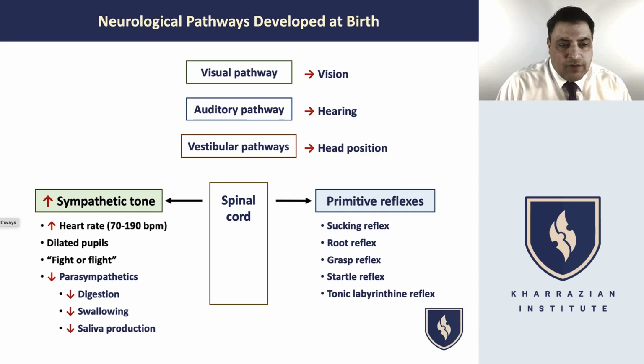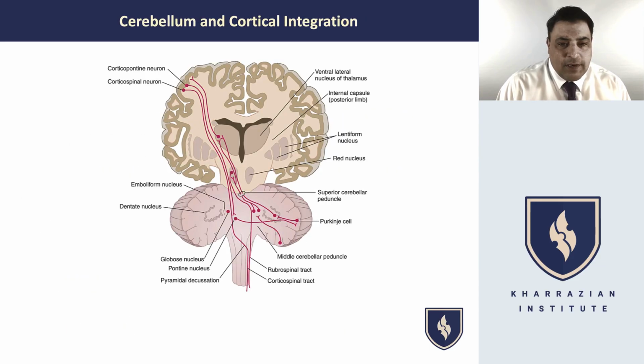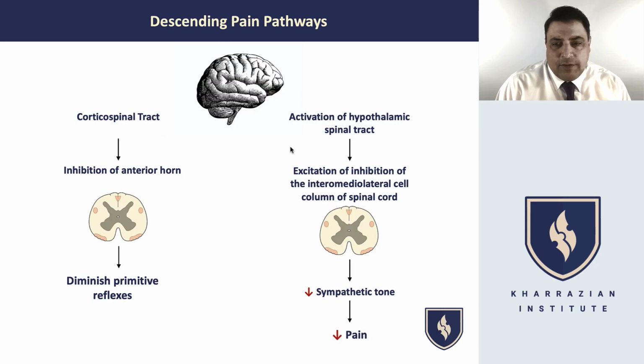The other key feature that takes place when the brain and the cortex start to activate and respond, there are pathways in the hypothalamic regions, hypothalamospinal regions. What they do is, the hypothalamospinal tracts, they excite inhibition of the intermediolateral cell column. In other words, they decrease sympathetic tone. So as the brain starts to develop, their sympathetic tone goes down.